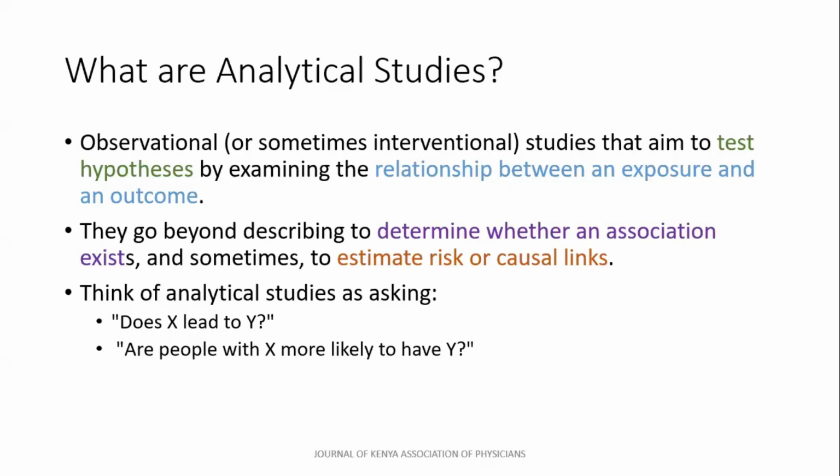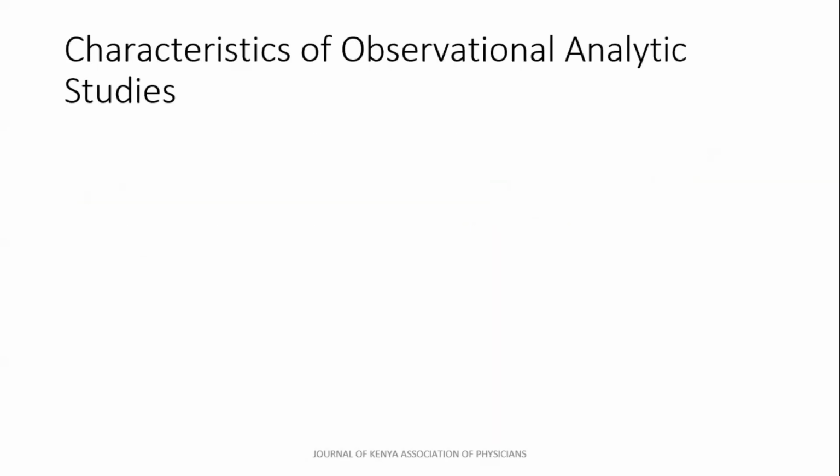So that is causality, which may not entirely be possible with an analytical study, but think of it more as, are people with X more likely to have Y? So people with a certain condition, a certain variable may be associated with another, and we look at examples to cement this better. So what are some characteristics of observational analytic studies?